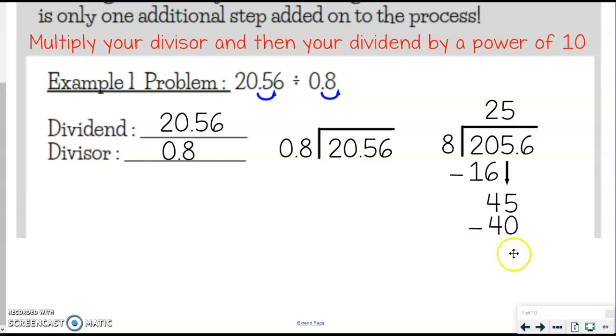And we end up with 5. Okay, 5 again is less than 8, so we can go ahead and bring down our 6.